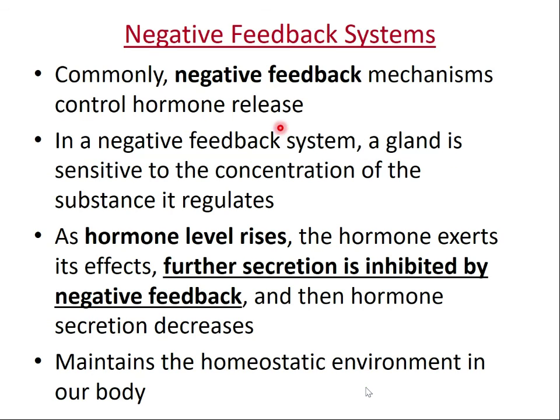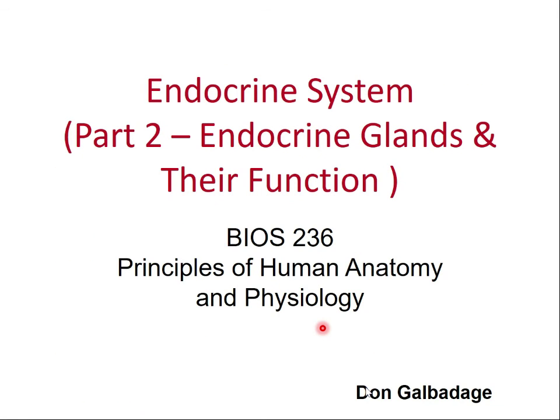So negative feedback mechanism controls hormone release. In a negative feedback system, a gland is sensitive to the concentration of the substance it is regulating. As the hormone level rises and it performs its effects, further secretion is inhibited by the negative feedback mechanism. And this helps maintain the internal environment, the homeostasis of our body. We will pick this up in part 2, where we look at specific endocrine glands and their function.